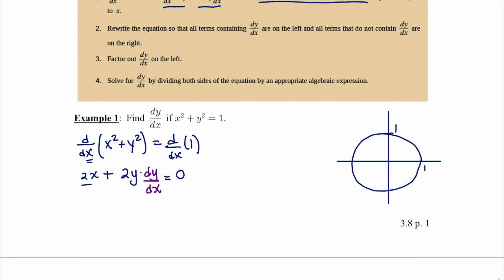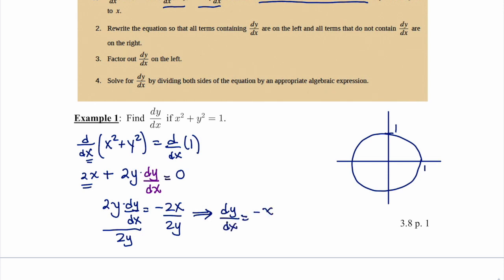So I need to get this 2x out of the way. So I'm going to write 2y times dy/dx equals negative 2x. And then I only have one term that has dy/dx in it, so I don't need to factor dy/dx out. I can now just divide by 2y on both sides, and I will be done. So dy/dx is the opposite of x over y, because these factors of 2 will reduce.